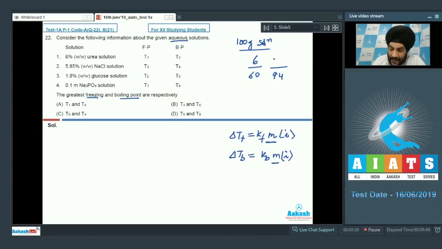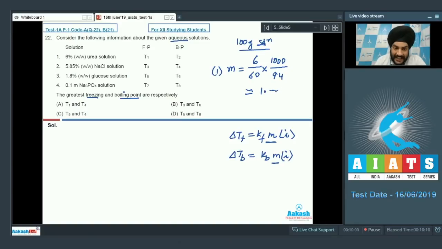And this has to be multiplied by 1000, as the molality is equal to the number of moles of solute present in 1 kg of solvent. So for the first option, the molality will come out to be equal to this. So this is approximately equal to 1 point something.